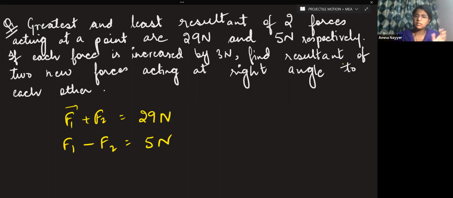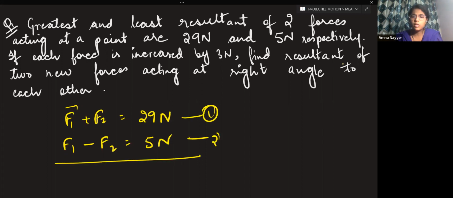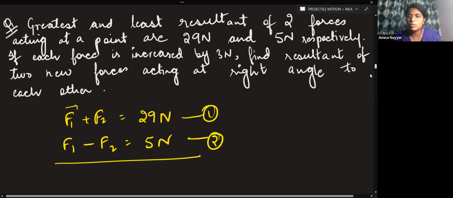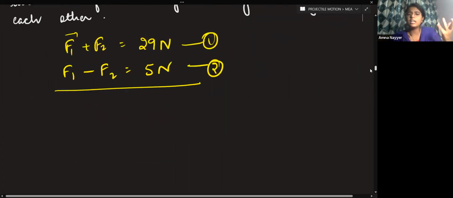The first two lines are clear. Two forces adding give you one result, and two forces subtracting give you another result. Using these two equations, equation 1 and equation 2, you can easily find the values of F1 and F2. So before we go further, let us find the values of F1 and F2.